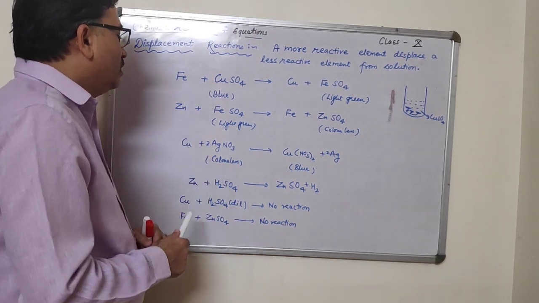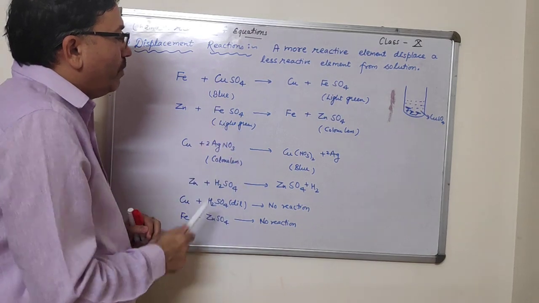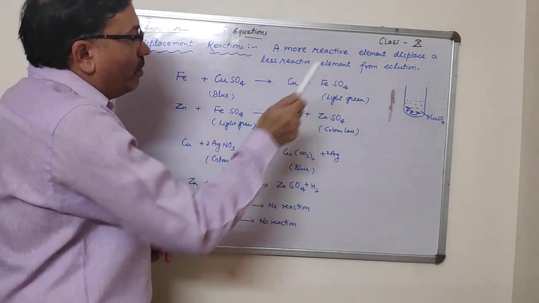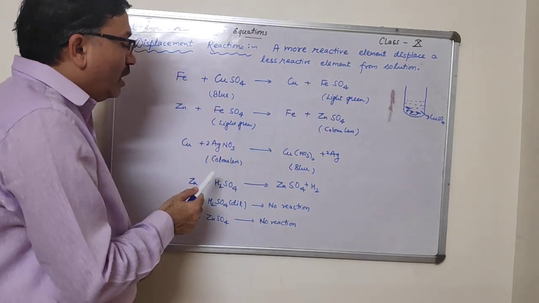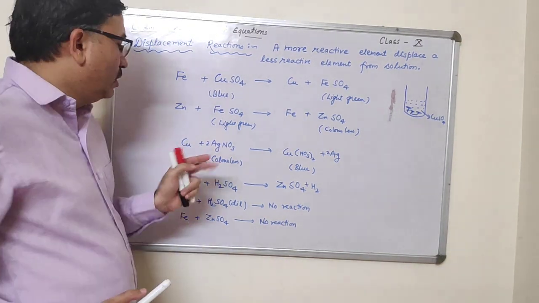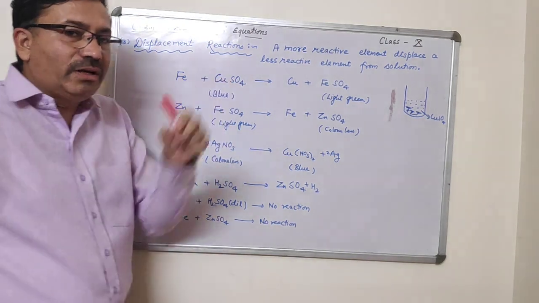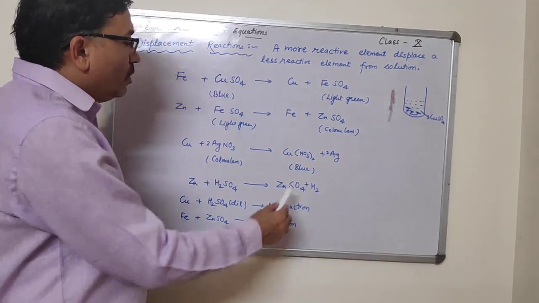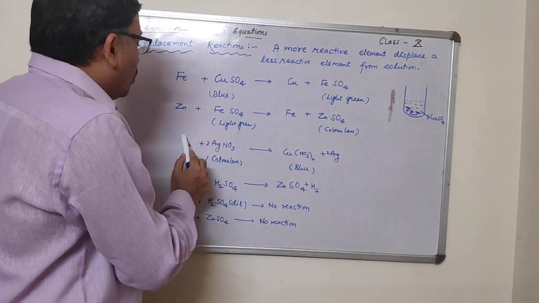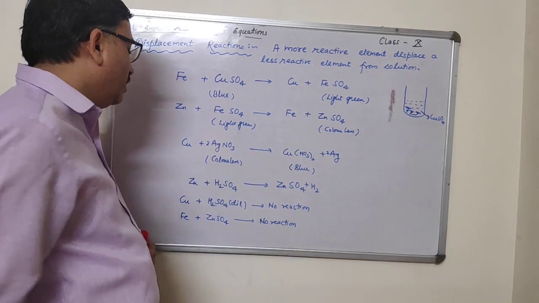If I take zinc with FeSO4, we get Fe plus ZnSO4. Similarly, if I take silver nitrate solution, AgNO3, and if I add a small amount of copper turnings, what happens? The solution turns blue, that is, copper displaces silver from silver nitrate.